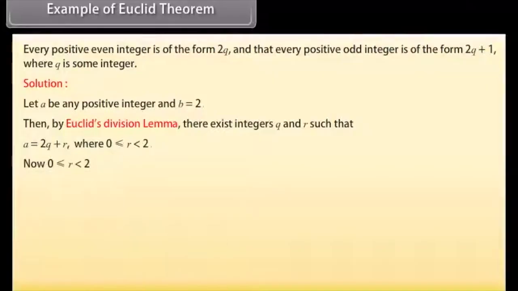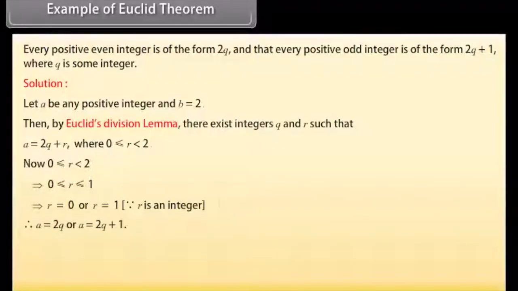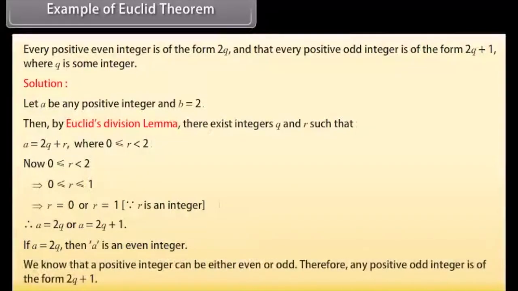Now, 0 ≤ r < 2 implies 0 ≤ r ≤ 1, which implies r = 0 or r = 1 because r is an integer. Therefore, a = 2q or a = 2q + 1. If a = 2q, then a is an even integer. We know that a positive integer can be either even or odd. Therefore, any positive odd integer is of the form 2q + 1.